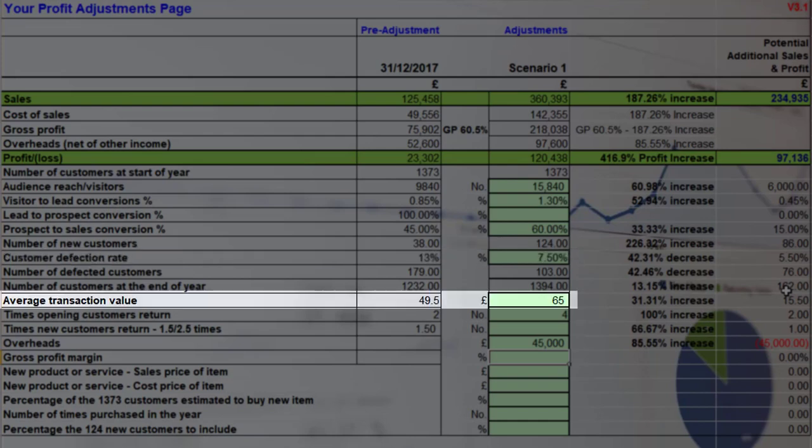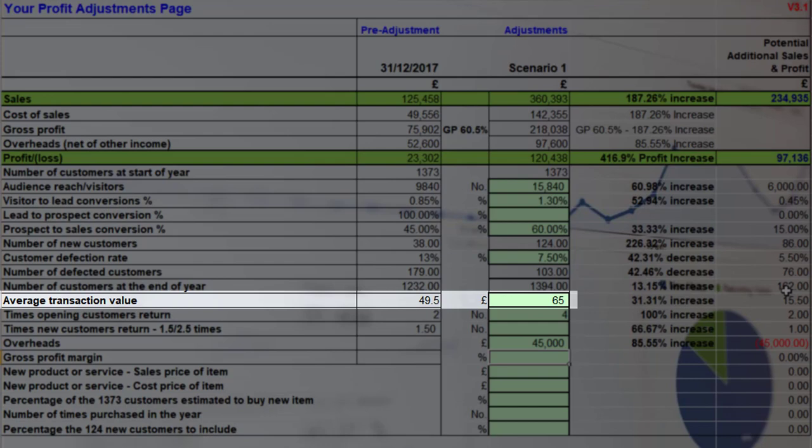The next number relates to our average transaction value or average customer spend, and we looked at increasing that from the present £49.50 to £65. We've already mentioned that to increase that is to encourage your customers to spend more when they're with you. And one of the best ways with this particular metric to find ways of increasing it would be to have a brainstorming session with your employees, but again, get some feedback from your customers.